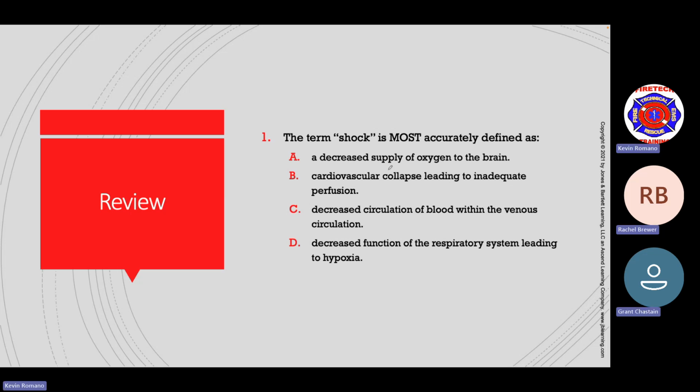B. Remember that shock is inadequate perfusion, right? So basically, the answer would be B, cardiovascular collapse, inadequate perfusion. Your cardiovascular system is collapsing, which could be vasodilation, or cardiogenic shock with heart pump failure, vasculature failure, or fluid loss, causing the cardiovascular system to collapse, leading to inadequate perfusion.